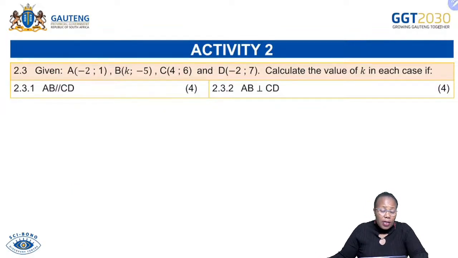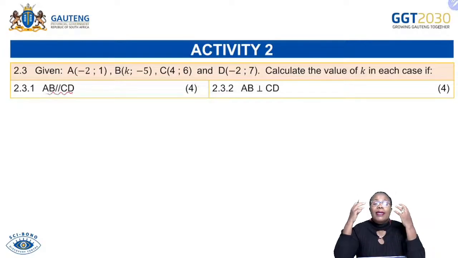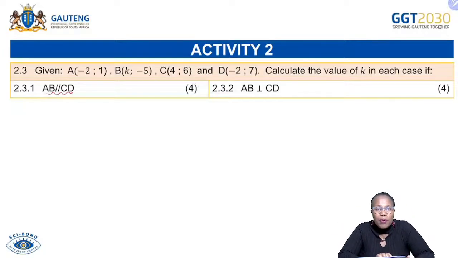Okay, move on. Here we are given A, B, C, D, and they say calculate the value of k in each case. If condition number 1, you are given that AB is parallel to CD. Can you see now you are applying a gradient to solve other problems? Here we are given that line AB is parallel to line CD. If that is the case, we are relying on the gradient of the two lines, because we know from the previous application that the gradient of AB will be equal to the gradient of CD. Why? Because these two lines are parallel.